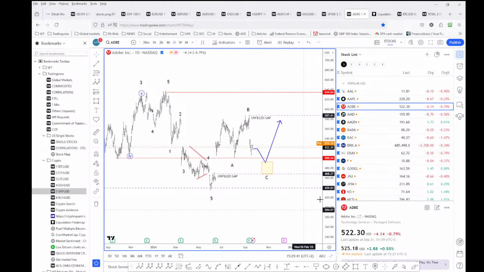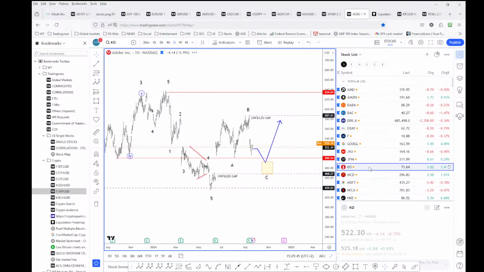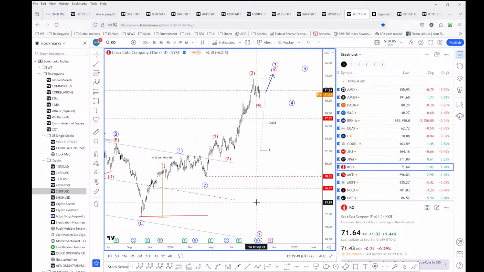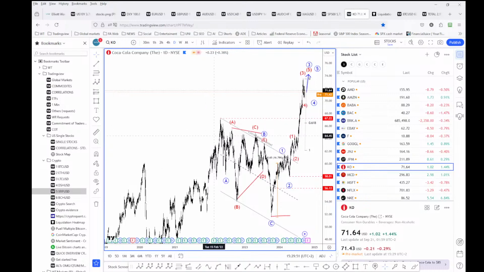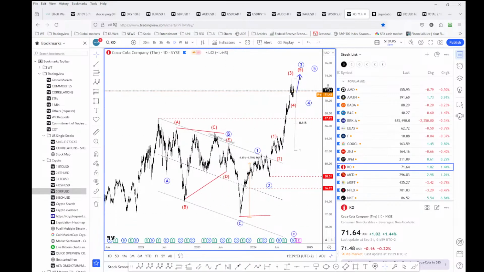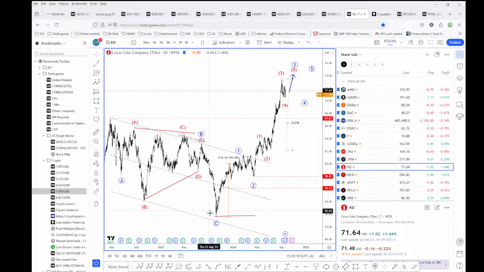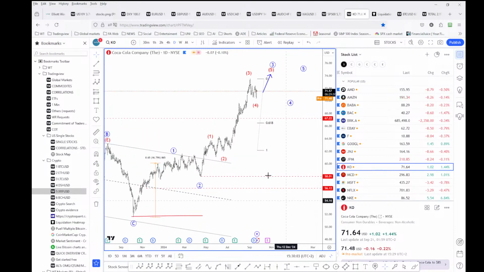Also, we have been looking at Coca-Cola in the past. It was a few months back, and back then, as you know, we were bullish. We were looking for more upside because clearly that was a corrective drop to the October 2023 lows. Then we rallied in impulsive fashion. After this consolidation, we are just now breaking sharply to the upside.